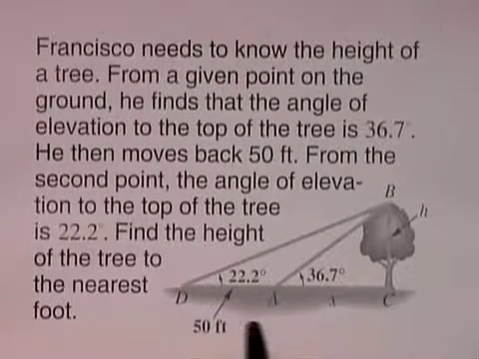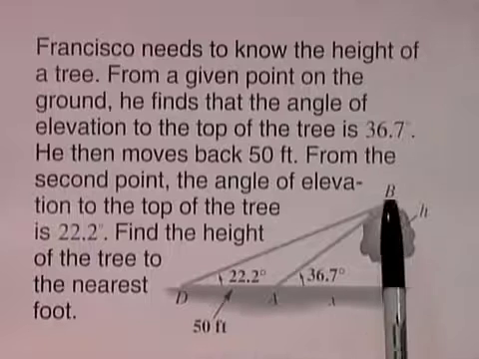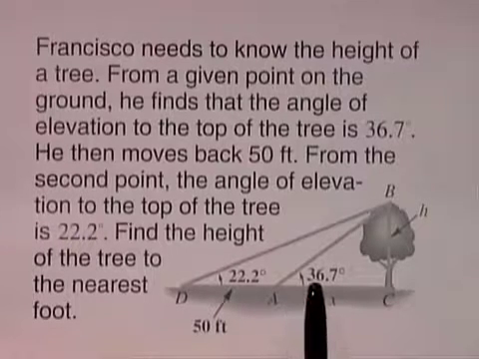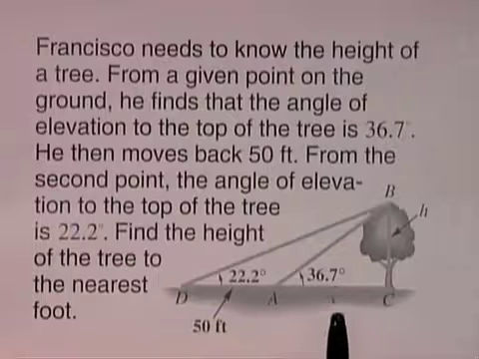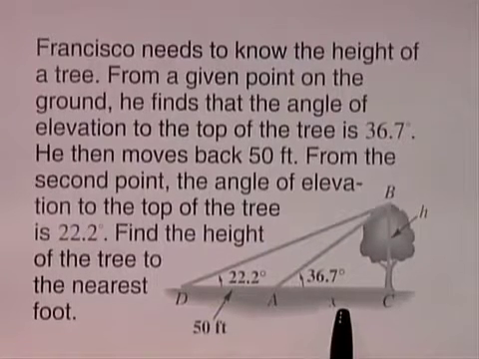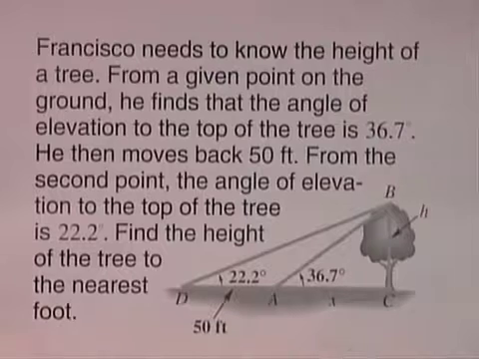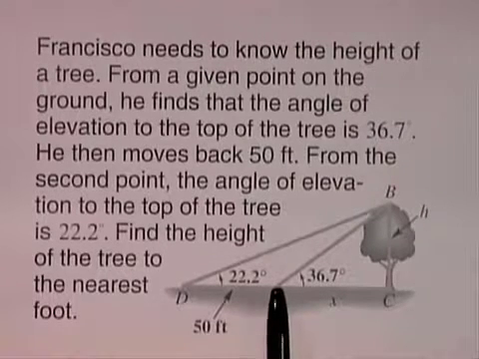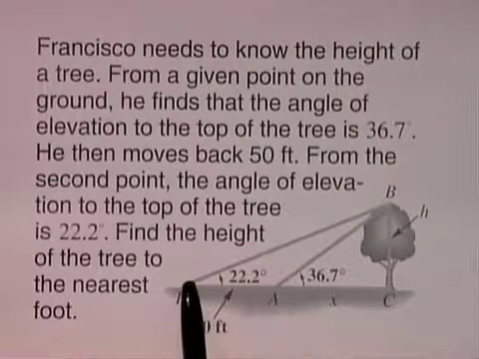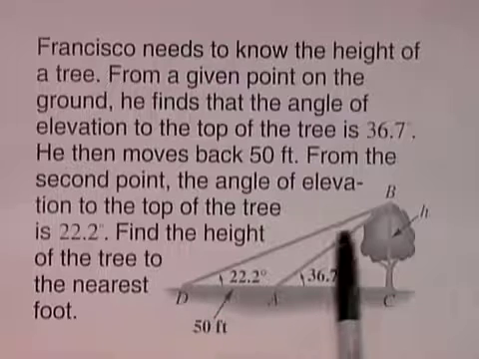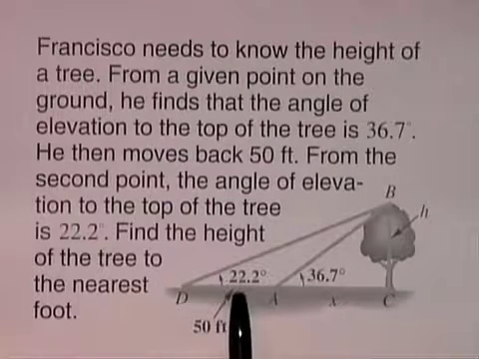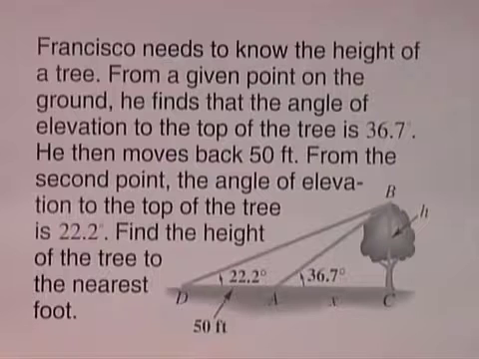So here's a figure that shows our tree. The first angle of elevation, 36.7 degrees, is back, quote-unquote, x, because we don't know what it is. He then moves 50 feet this direction, looks back up at the top of the tree. The angle of elevation is 22.2 degrees.